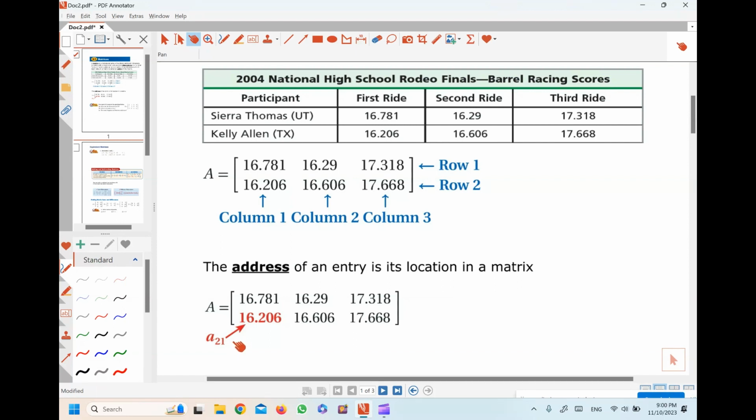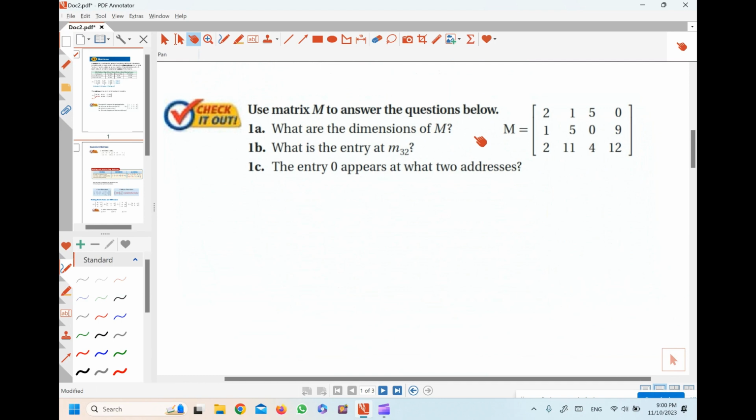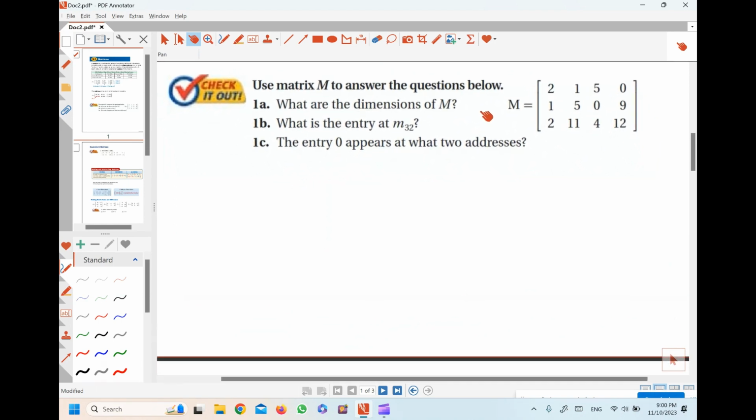So the address of an entry is its location in a matrix expressed by using the lowercase matrix letter with the row and the column number as subscript. So here is the address of this number. Let's take a look at the question and revise all of the elements that we talked about so far: dimension, entry, address.